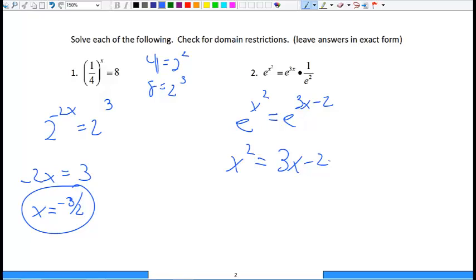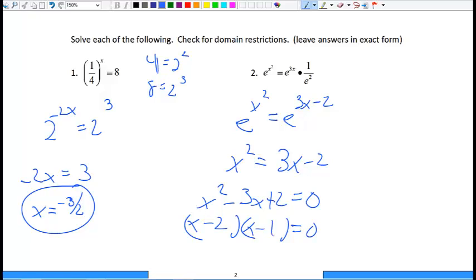And now we're solving a good old-fashioned quadratic. So I'll bring everything over to the same side. So x squared minus 3x plus 2 equals 0. Try factoring. So (x minus 2)(x minus 1). And that works. So x would be 1 and 2 for that solution.